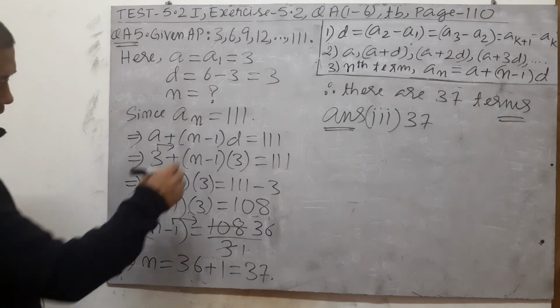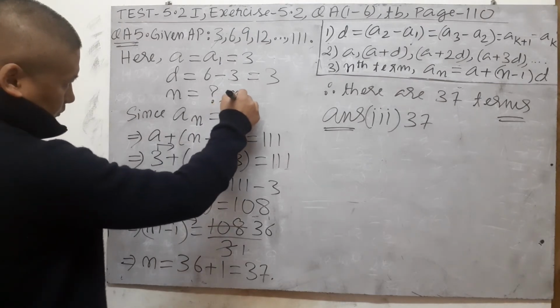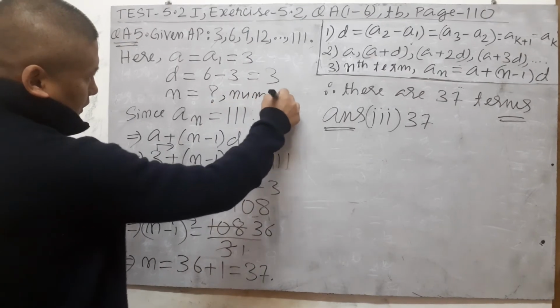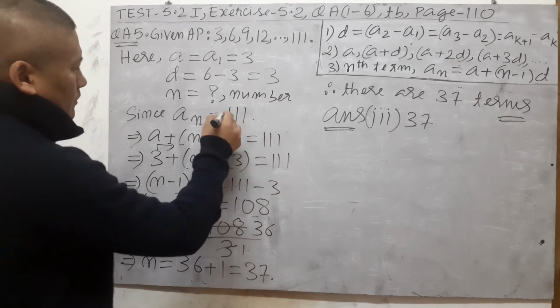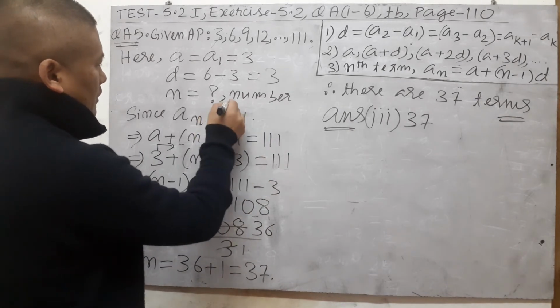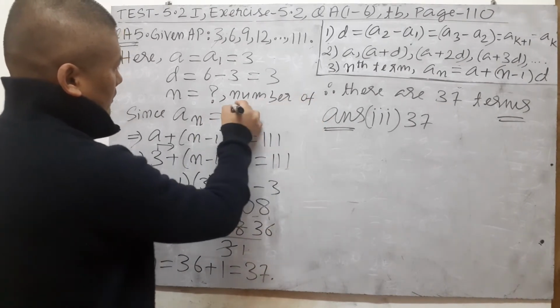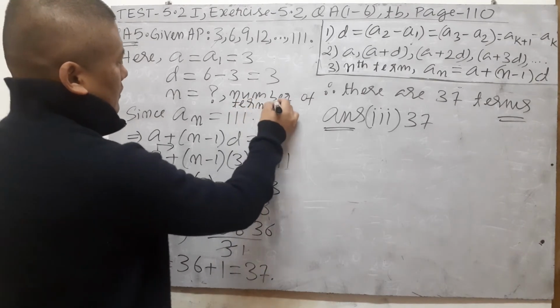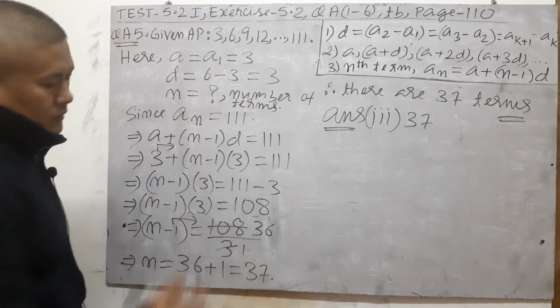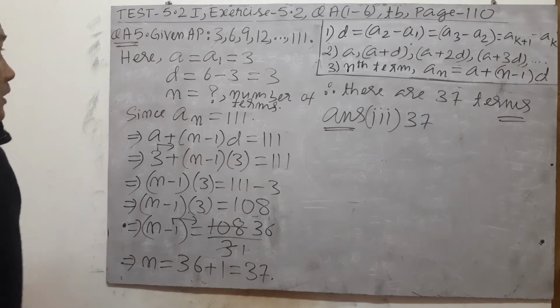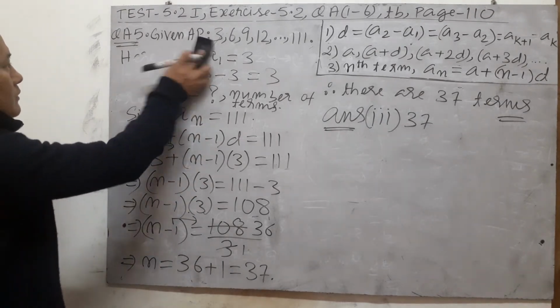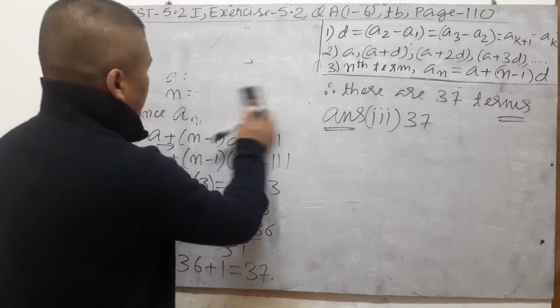If you want, you can add here number of terms. Small n denotes the number of terms, and that's what we found. Otherwise also it's okay. And the last one is 6.